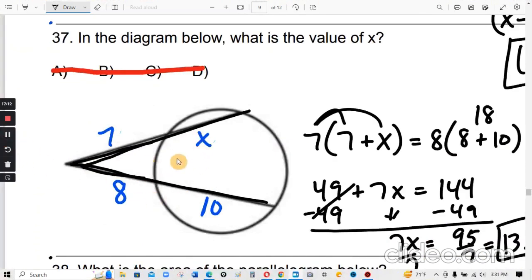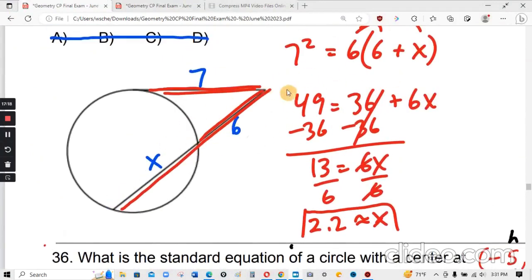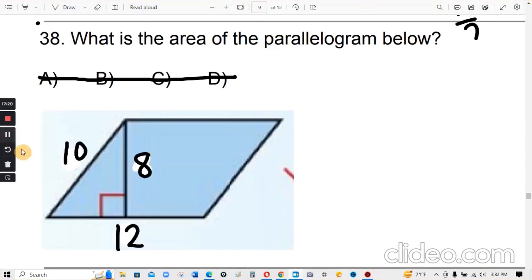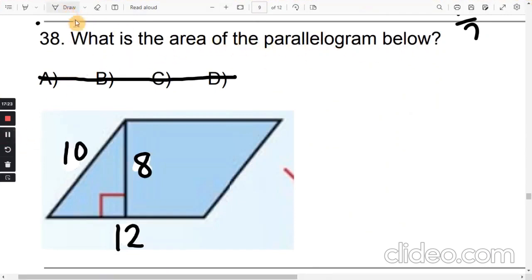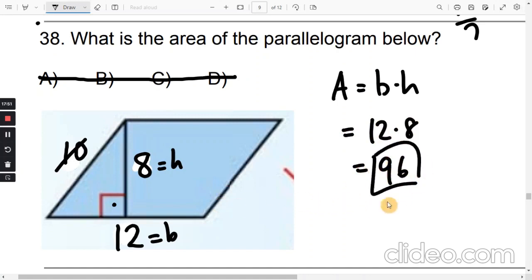All right, so I'll give you the formula for this one and this one as well, okay? And I'll make it so it's not a quadratic. 38, what is the area of the parallelogram below? Okay, I'll give you the formula, but the area for the parallelogram is just base times height. Remember, they have to be perpendicular to each other, so we're ignoring this right here. This is the height, and this right here is the base. So it's just going to be 8 times 12, or 12 times 8, and that's 96. And if there were units, the units would be squared.